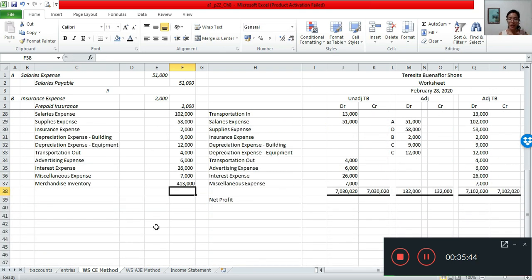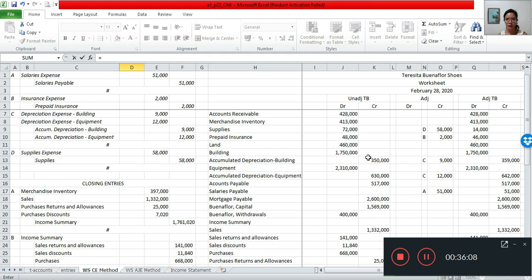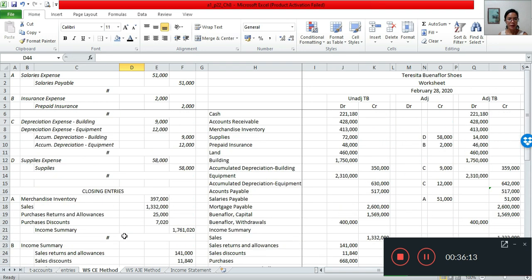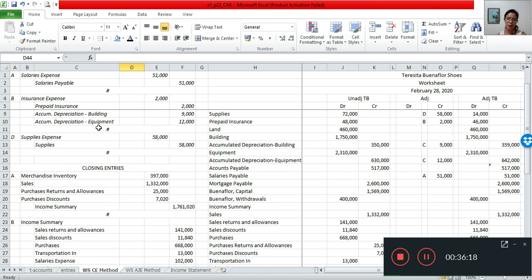413,000. So if you can imagine the T account for merchandise inventory, let me just draw that for you very quickly. Okay, and then just remove it afterwards as well. But I just want you to picture what happens to merchandise inventory, the T account. So I've drawn for you the T account for merchandise inventory so that you'd be able to see what happens. So if you remember, it started with a beginning balance of 413,000. It's right about here in the unadjusted. And then when we prepared the adjusting entries, we did not consider merchandise inventory, so no movement.